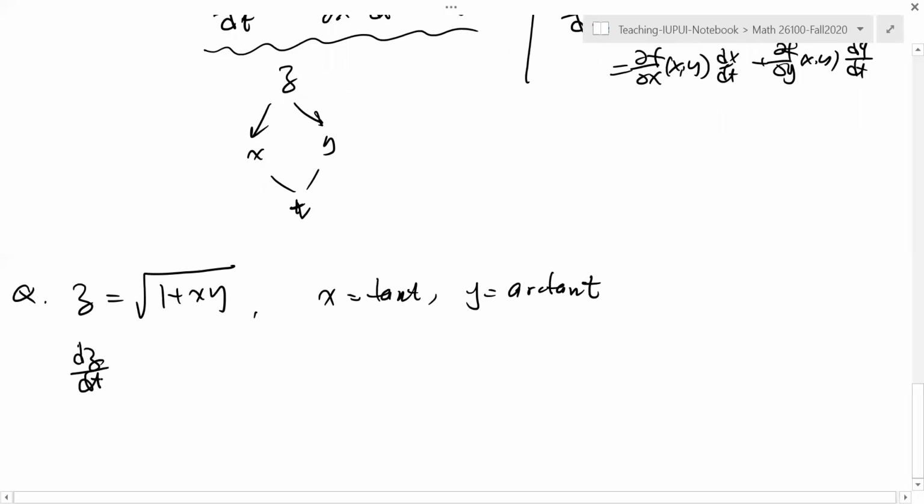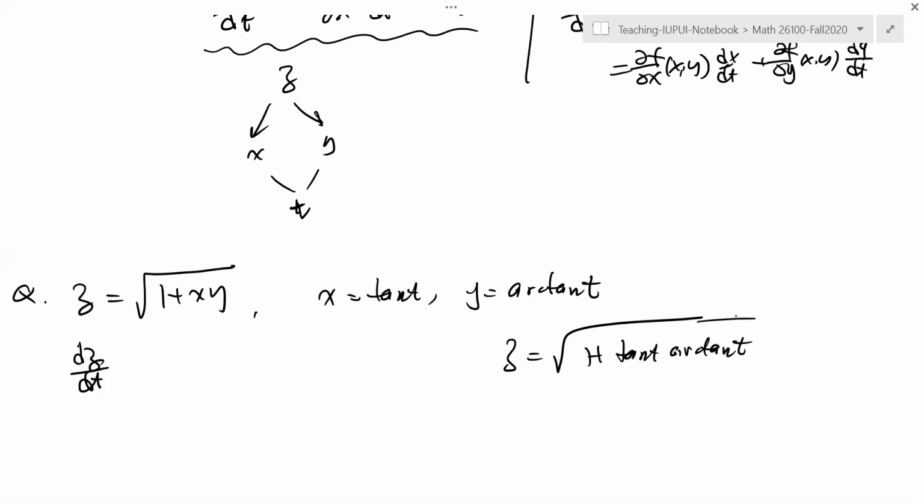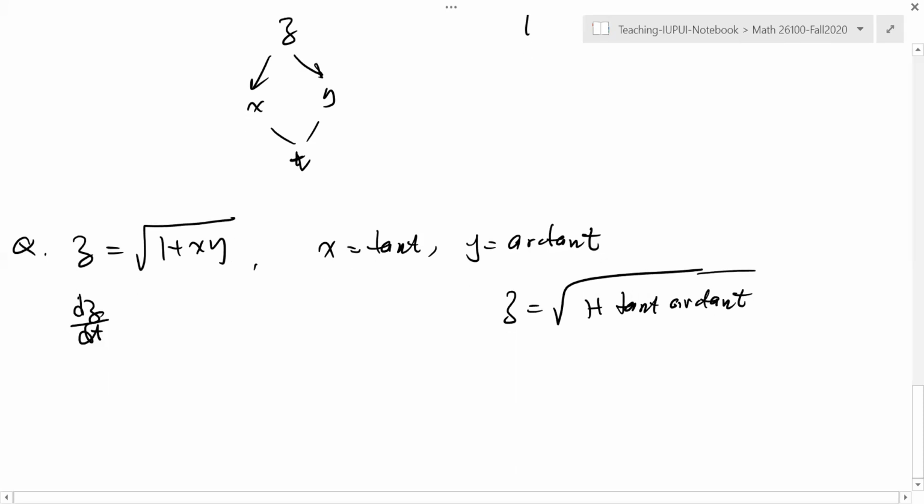There are a couple ways to do this. You can do it directly, or you can do it separately. You can do it directly because z is indeed a function of arctangent t. So z is a function of t, so you can find the derivative. But we can use the chain rule to solve the problem.